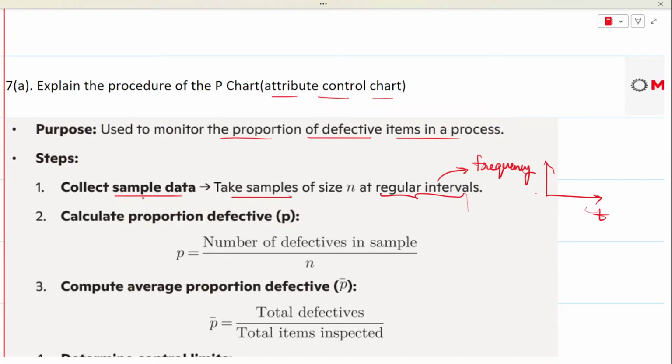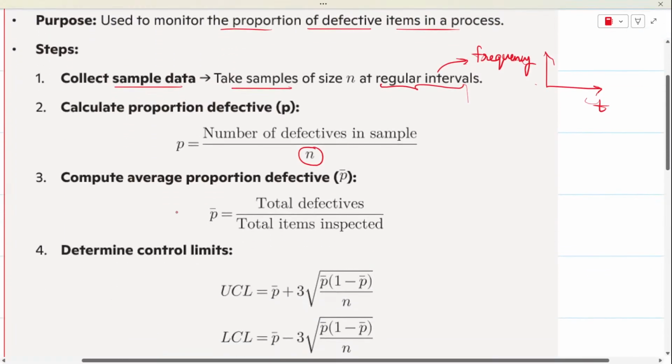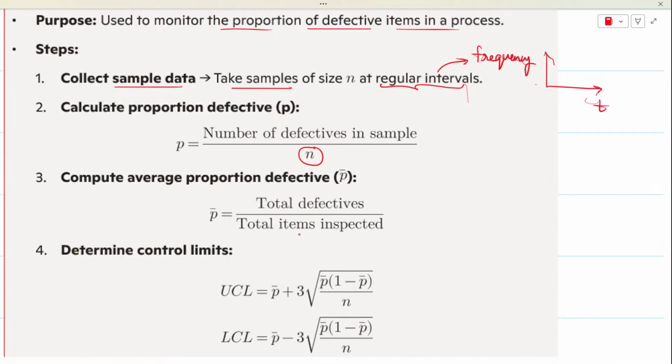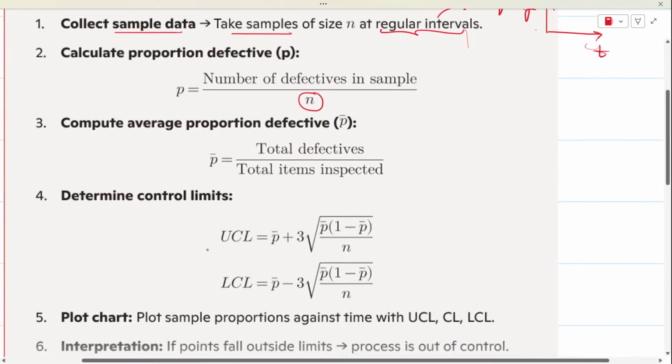Next is calculate the proportion defective, that is number of defectives in the sample divided by the total sample size. Next is compute the average proportion defective, that is total defectives divided by total samples inspected. Next is to calculate the control limit.